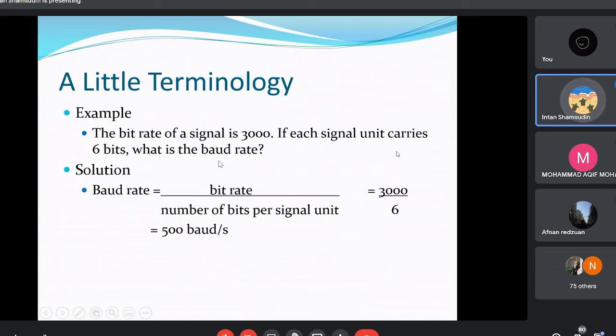Okay, and then we have another example here. The bit rate of the signal is 3000. If each signal unit carries 6 bits, what is the baud rate? Okay, so this is the formulation. Okay, how to calculate baud rate? Okay, so bit rate divided by number of bits per signal unit. Okay, so bit rate is 3000. Number of bits is 6 bits. So 3000 divided by 6 equals 500 baud per second.